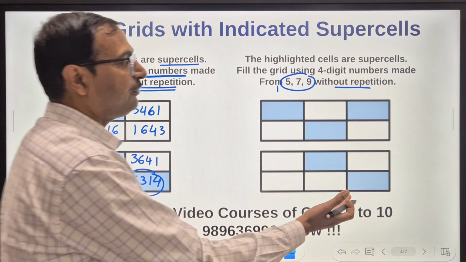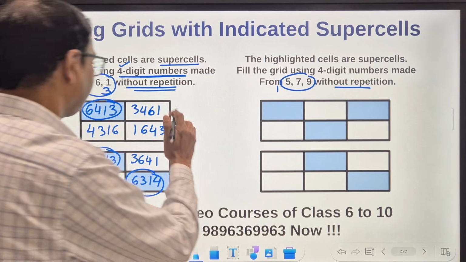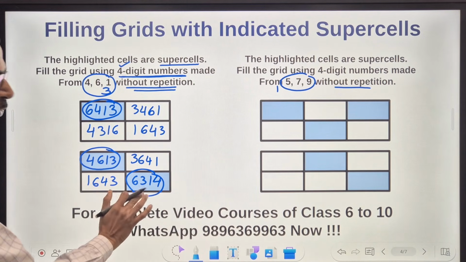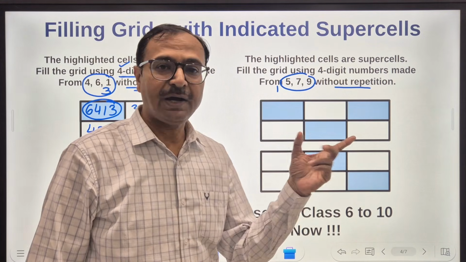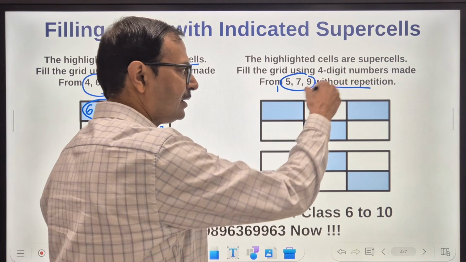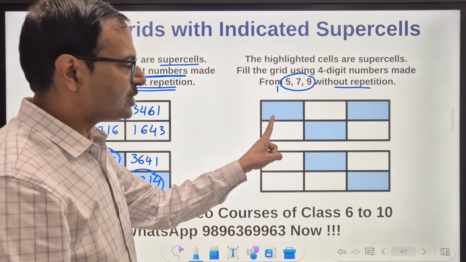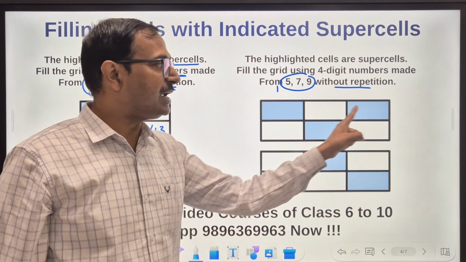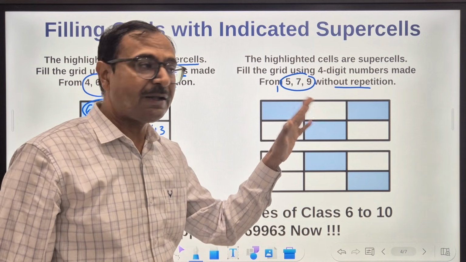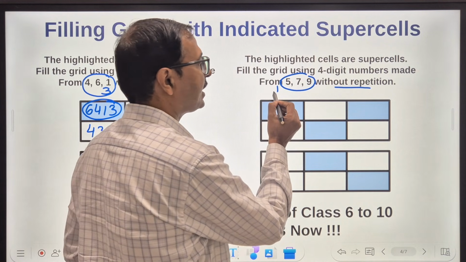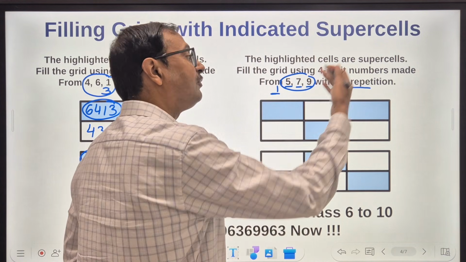Likewise, if we have a bigger grid, like here we had a 2 by 2 grid with indicated supercells, here we have a 2 by 3 grid, 2 rows, 3 columns. Now in the first question, he says these three have to be supercells and the digits we have to use are 1, 5, 7, 9 without repetition.